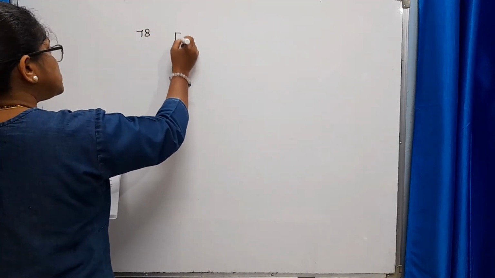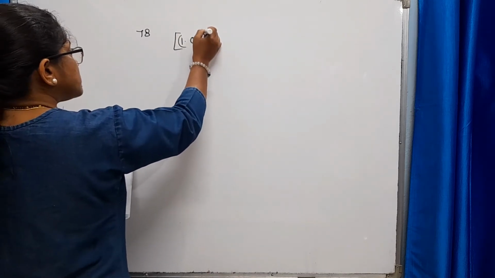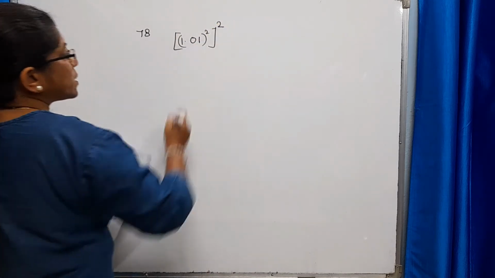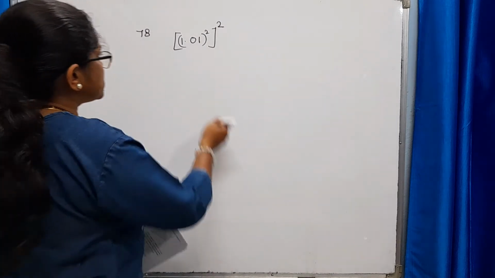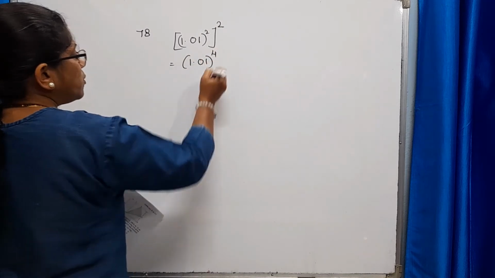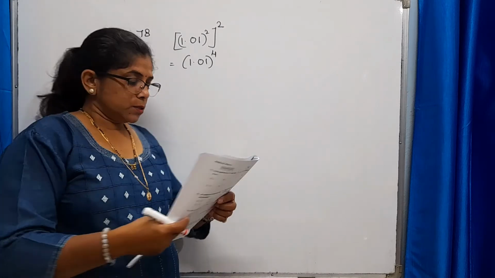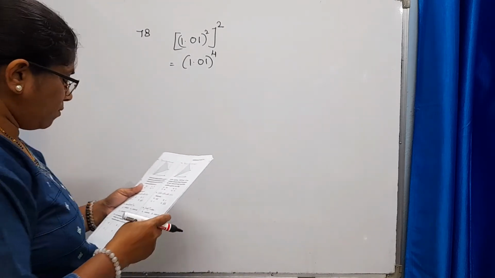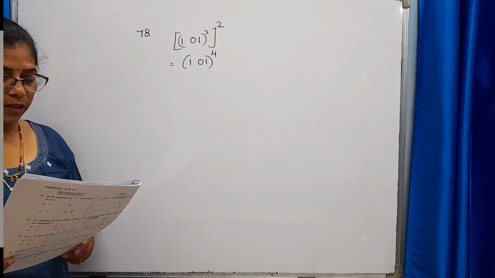Here the question is (1.01 square) whole square. So what does our one law of exponents say? It is 1.01 to the power of 4. Okay, to the power of 4. So here, if you have a look at these options, just have a look at these options given here.